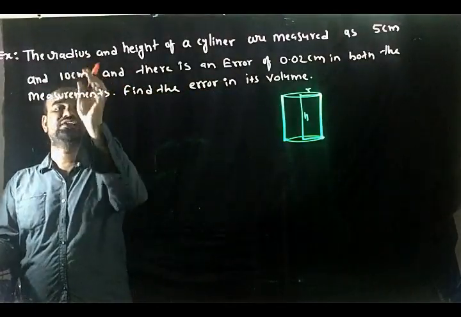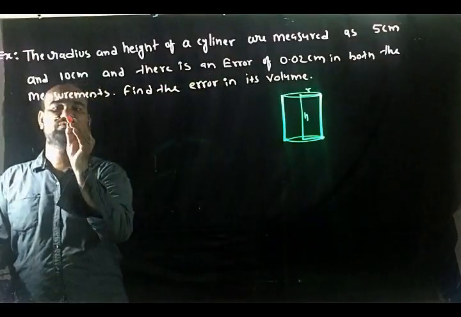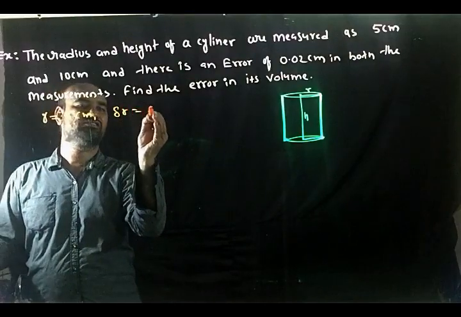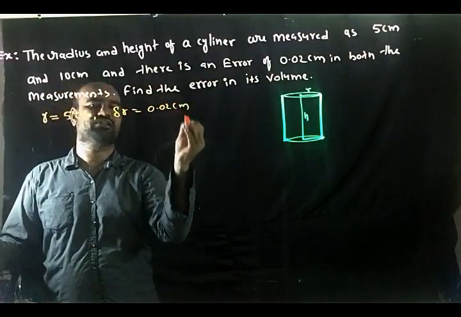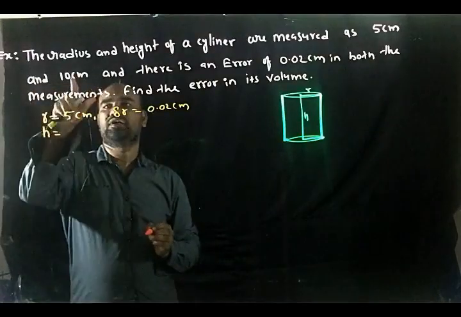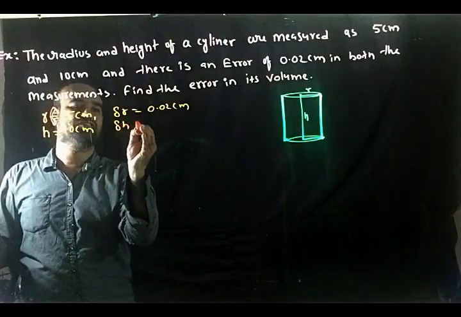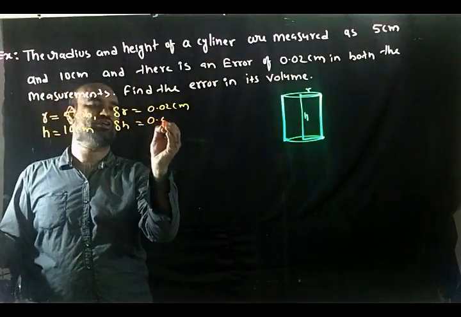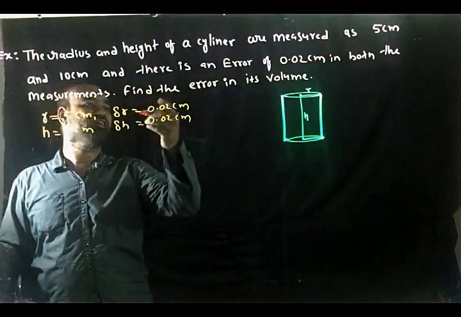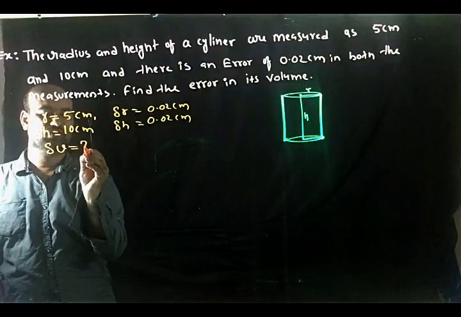First, radius r equal to 5 centimeters and error in radius 0.02 centimeters. Height 10 centimeters. Error in height is the same, 0.02 centimeters. What should we find? Error in volume. Delta V is equal to question mark.